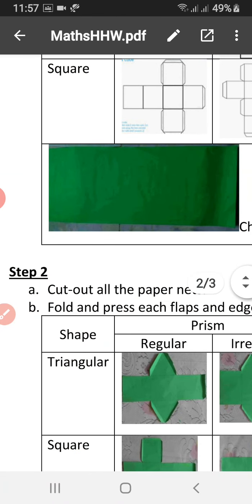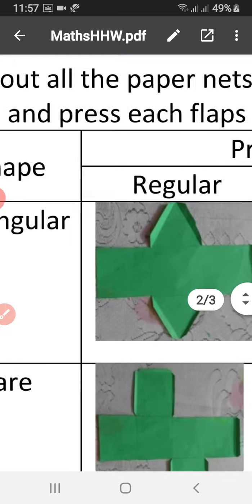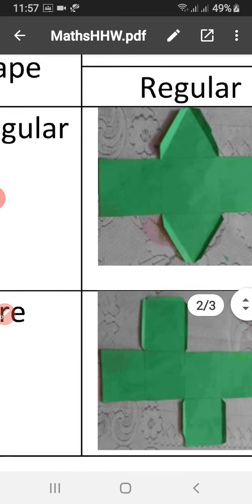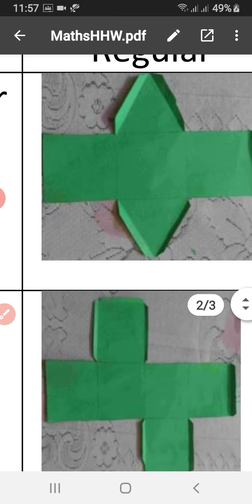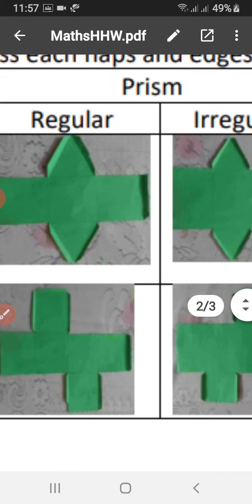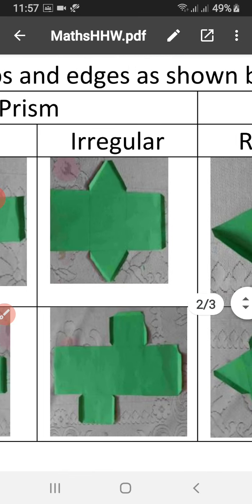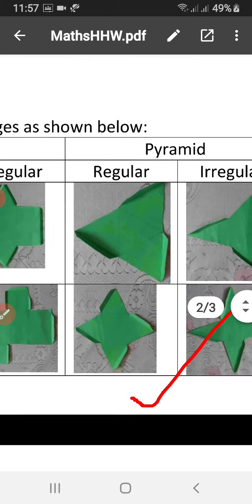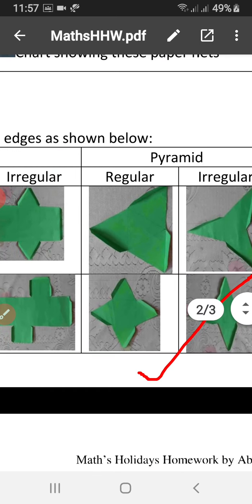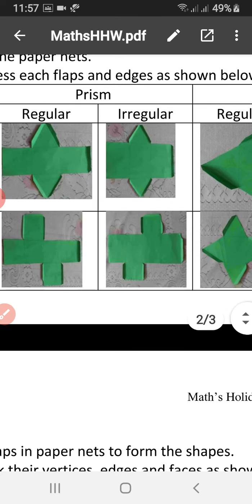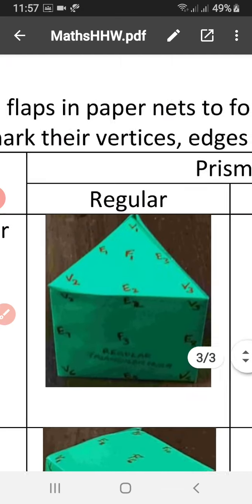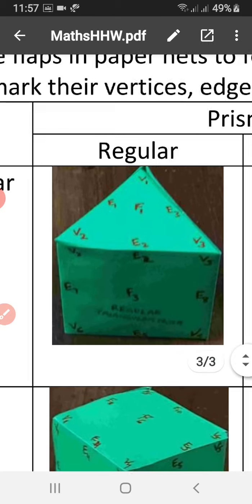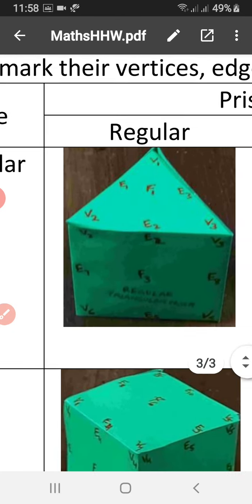After that, children created paper nets of prisms and pyramids, and then they created the 3D objects by folding.